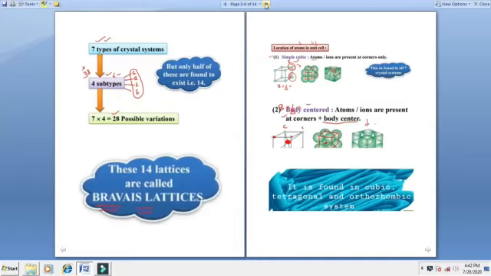Second is the body centered. In this, atoms and ions are present at corners plus in the center of the body. So the ones at corners, 8 corners, and each at the corner is contributing 1 upon 8. So 8 into 1 upon 8, that is 1, plus 1 in the center, which belongs completely to the cell. So 1 plus 1 makes it 2 atoms. It is found in cubic, tetragonal and orthorhombic systems.